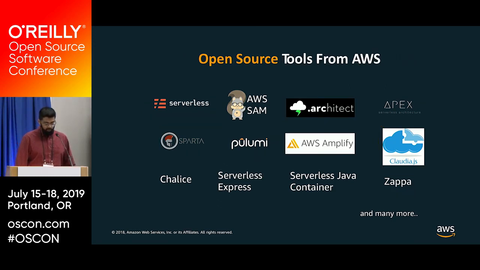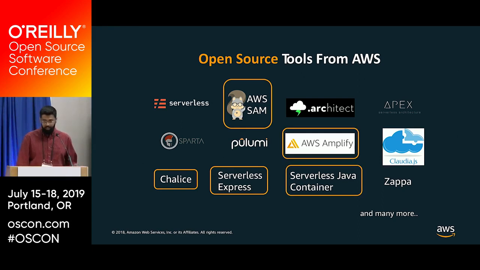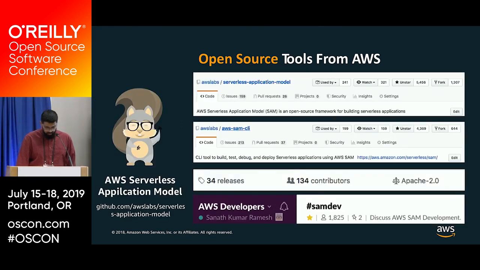From AWS, we have AWS SAM. That's the tool that I work on. We open sourced it, and released it in 2016. We have Chalice. I'm going to talk a little bit more about these tools: Serverless Express, Serverless Java Container, and Amplify. And SAM is a tool that I work on, and is a journey that I'm most personally familiar with.